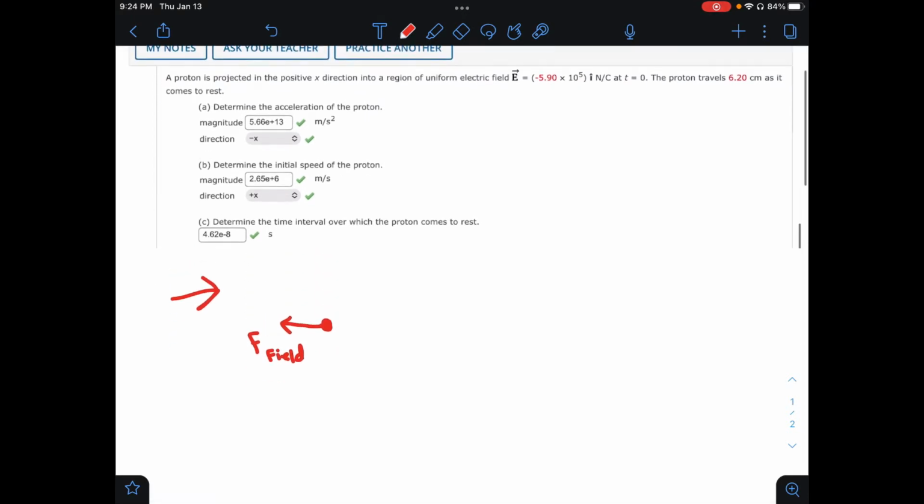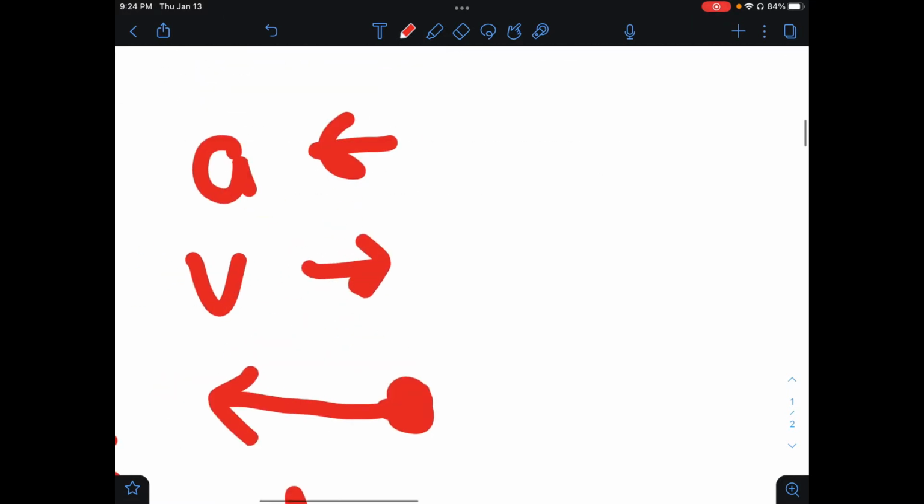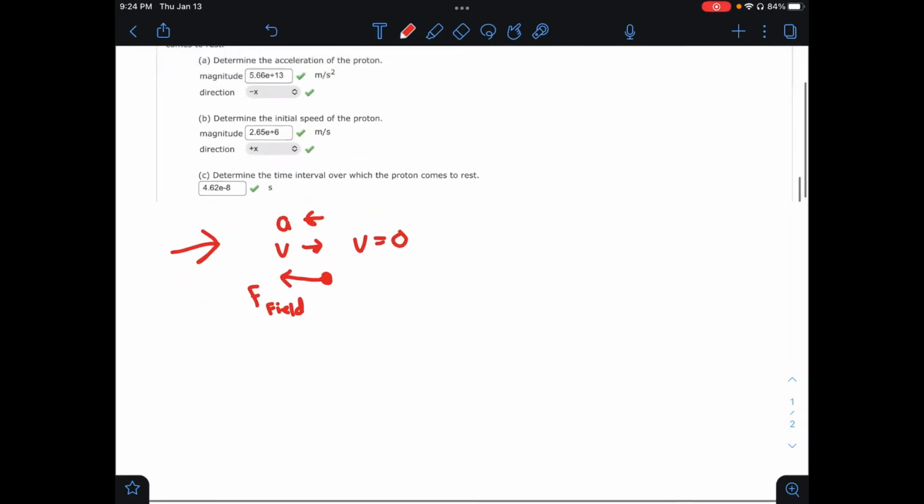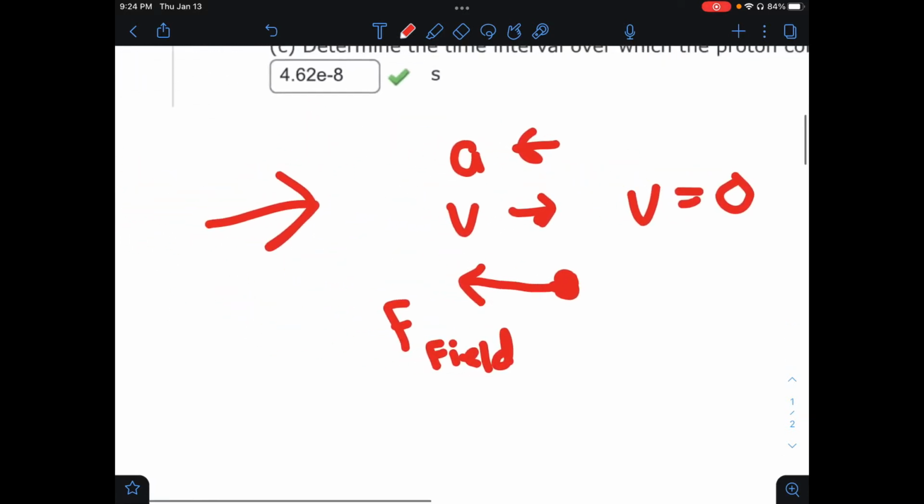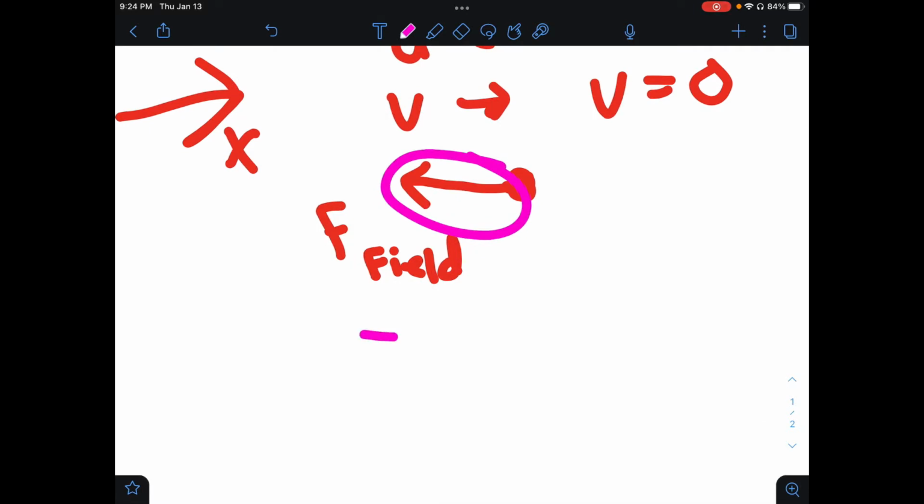So this net acceleration is this way, as the velocity is this way, and then it says it comes to rest, so our velocity at the end, v, would equal 0. We can automatically answer our direction for part A as being the negative x direction. If we're calling this direction x, then this arrow slowing it down, acting in the opposite way, would have to be negative x.